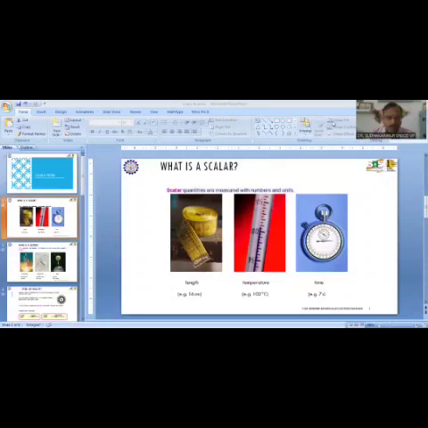Scalar quantities are measured using numbers and units. For example, length, temperature and time. They are all scalar quantities. Length is measured in terms of centimeters or meters or even in inches or feet. So it will have a number as well as units. Similarly, temperature is measured in terms of degree centigrade or degree Kelvin or degree Fahrenheit. And time is measured in terms of seconds, minutes or hours. So all these quantities are examples of scalar.